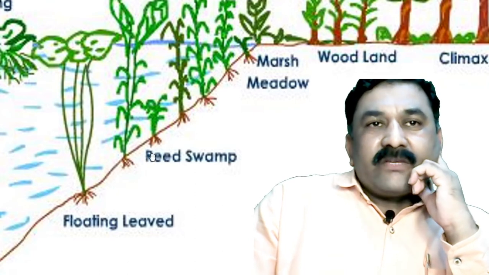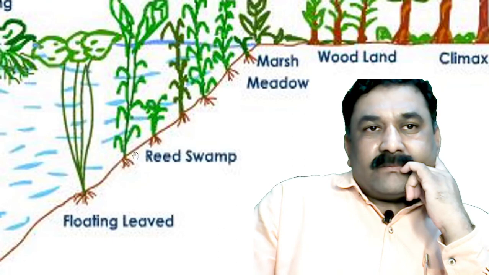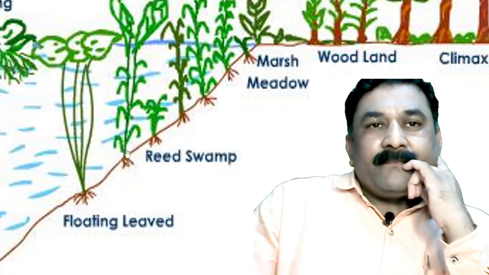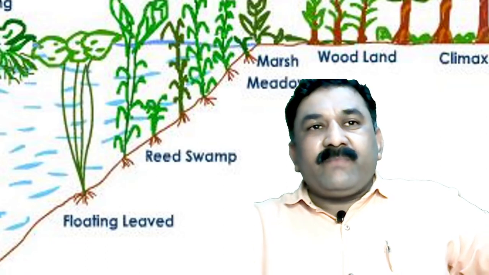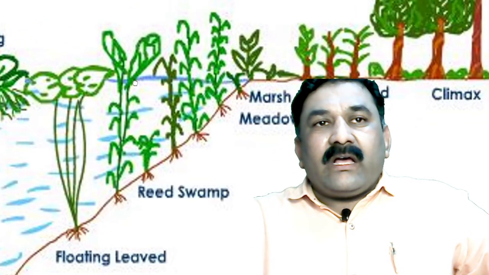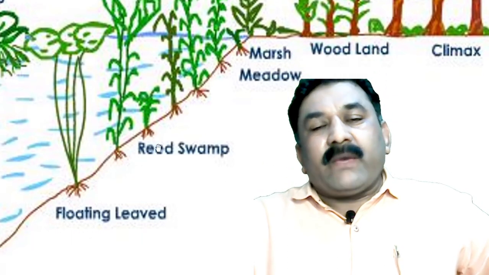be there. Reed swamp plant means what? This is the kind of sludge developed into the area, and therefore marshy place will be there, and in that marshy places little larger plants will be developing. That is called as the reed swamp stage.